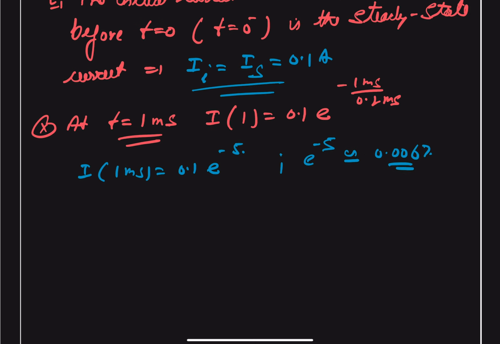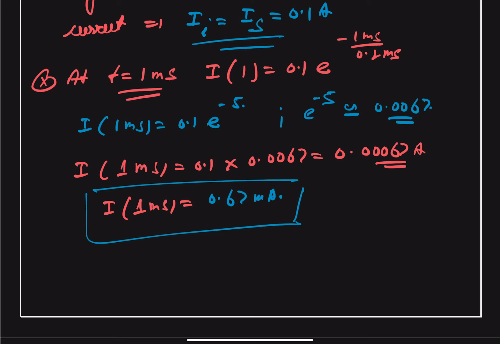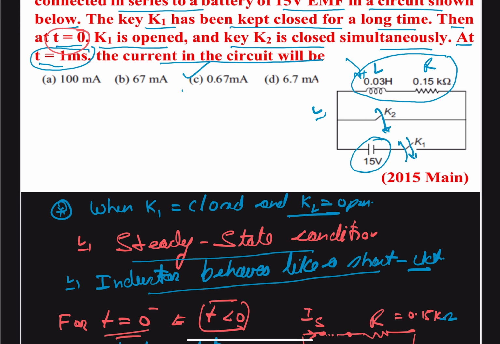So if we substitute the value of e, you can write the current at 1 millisecond will be 0.1 multiplied by 0.0067, and this comes as 0.00067 amperes, which can be written in milliamperes as 0.67 milliamperes. So the current at 1 millisecond is 0.67 milliamperes, and among the options that are given to us, option number C is the correct option.